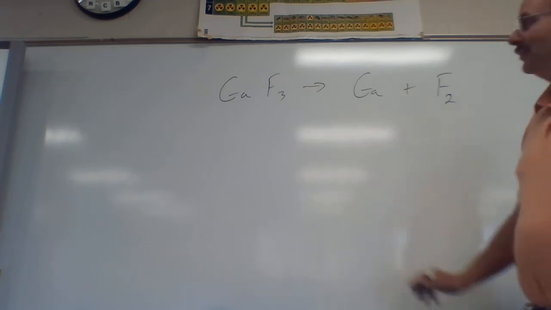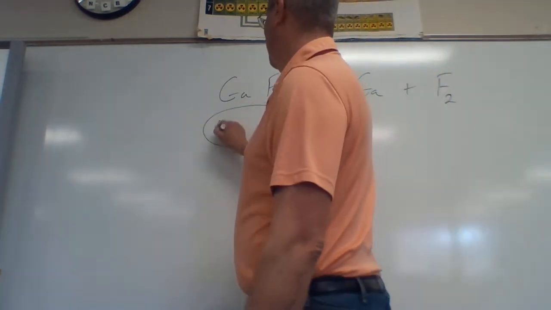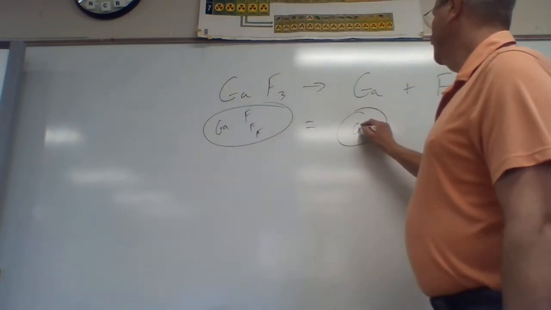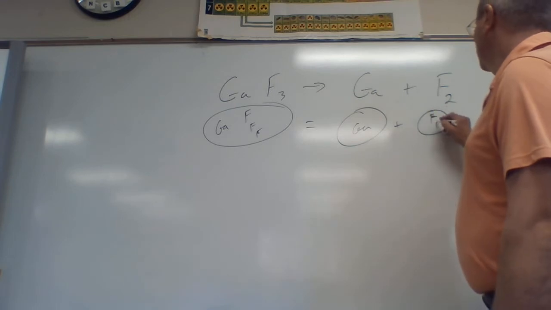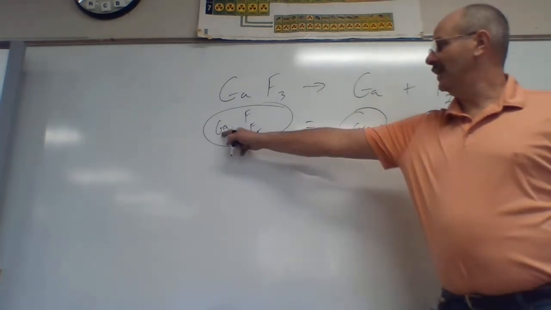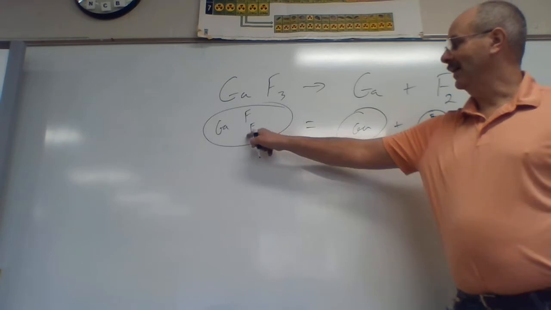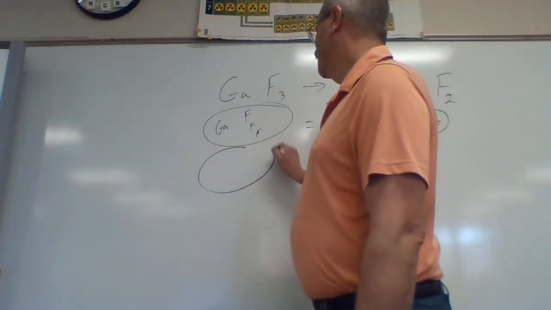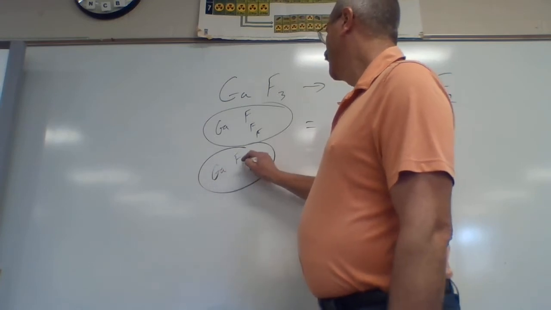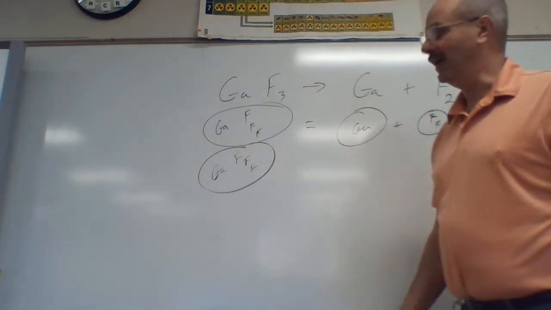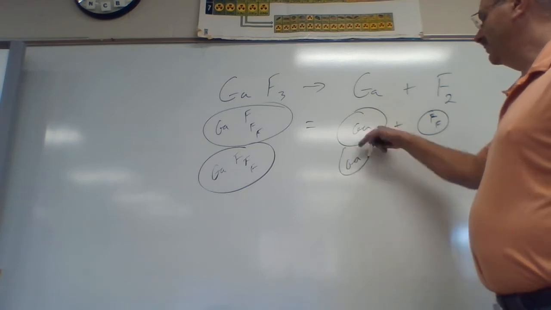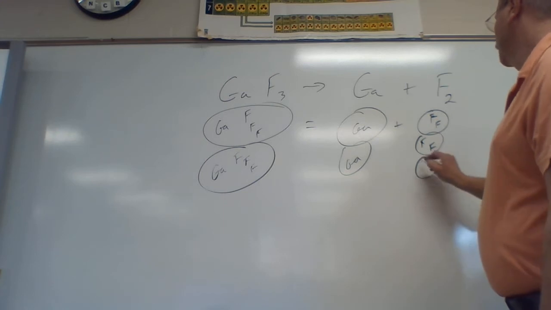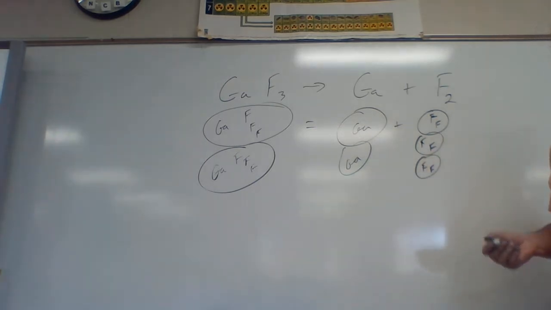Now that I've done that, it's time to do my circles. So I've got a Ga and I got 3 F's. That's equal to a Ga plus 2 F's. All right, my Ga is 1 and 1. That's even. I got 3 F's, 2 F's. Oh, that's an odd and an even. Remember the rule was double the first one, start all over. Now I got 2 Ga's, so I need another Ga. There's my 2 Ga's. 6 F's, 2 F's, so I need some more. All right, there's my final answer.